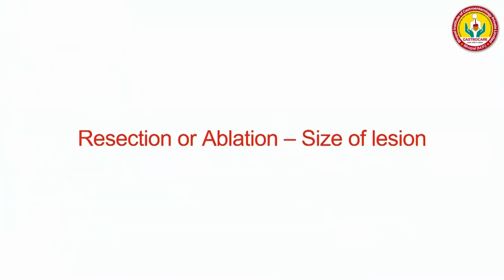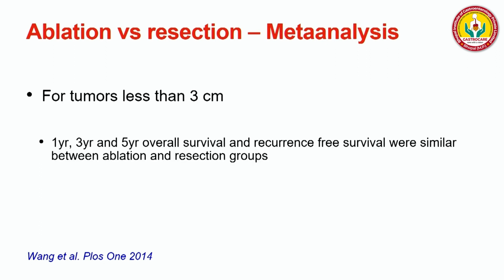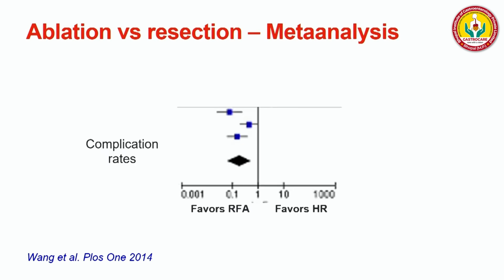So RCTs are very difficult to come by, especially as we saw in the last debate, we hardly have RCTs, but the data is clear. If you take all tumors less than 5 centimeter, the 1 year and 3 year survival, as Dr. Kalla told you, are similar when you do a hepatic resection versus a radiofrequency ablation or a microwave ablation. But when you choose them to be less than 3 centimeter, even 5 year survivals are similar and the complication rates are lower. So all of us tend to offer microwave ablation over resection in a tumor size which is less than 3 centimeter.